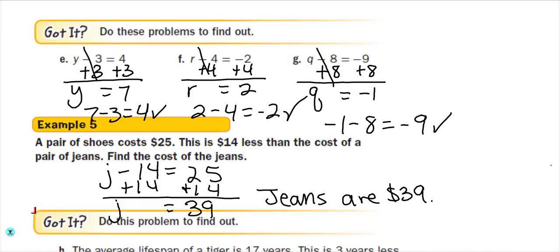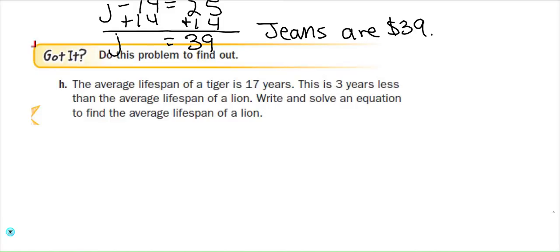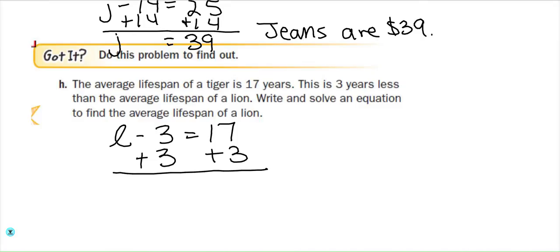All right, let's go ahead and try the got it question by ourselves. Let's take a look. It says the average lifespan of a tiger is 17 years. This is 3 years less than the average lifespan of a lion. Write and solve an equation to find the average lifespan of a lion. Okay, so the lion minus 3 is going to be equal to 17. Okay, so we need to add 3 on both sides. And then that's going to give us the lion, which is 20. All right, so the lion's lifespan is 20 years.